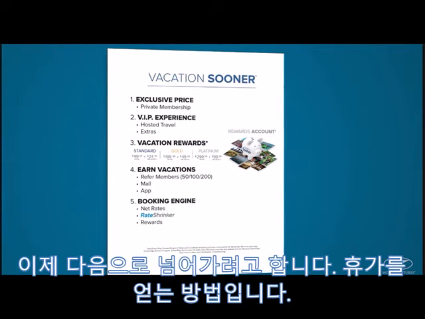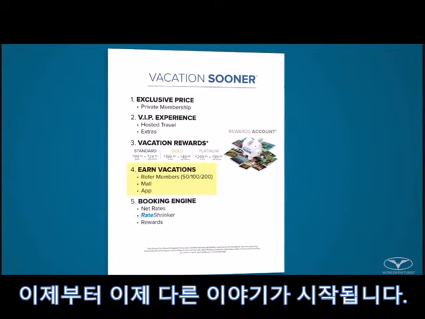Now, the next part I want to talk about here is the earned vacation component, and this is where all of a sudden we start setting ourselves apart.